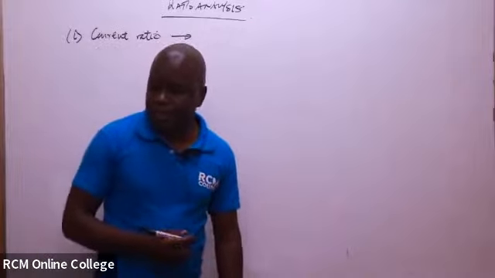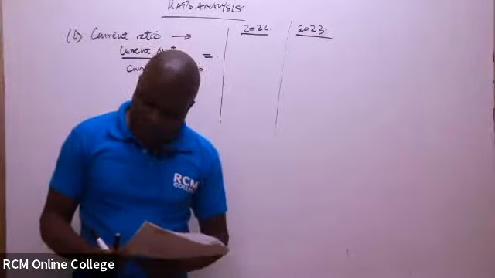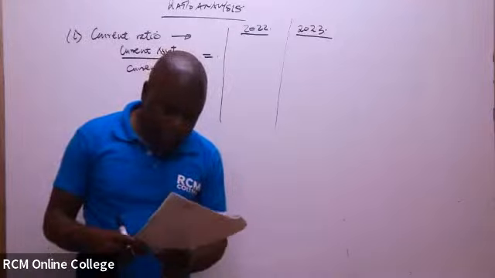So we can have in this case 2022, and we have 2023. You've been told to compute the following ratios for the years ended 30th September 2022 and of course 2023. So what is the value of current assets? We'll take what over what?